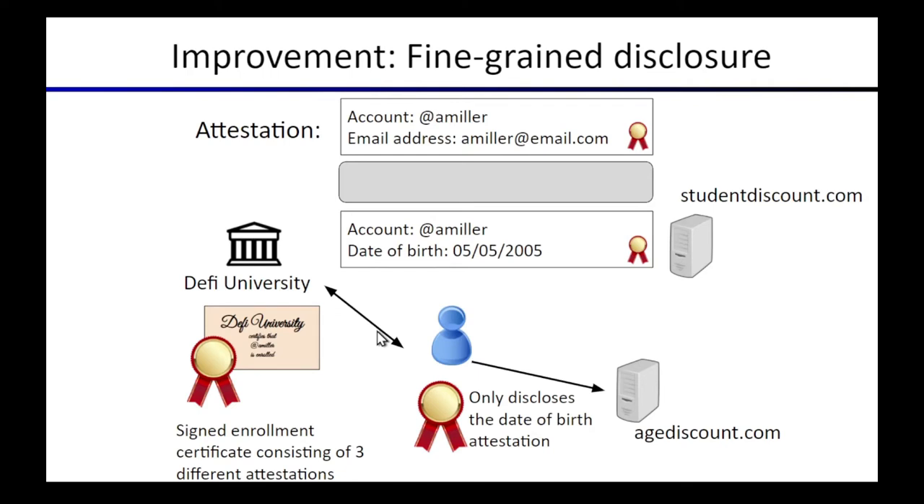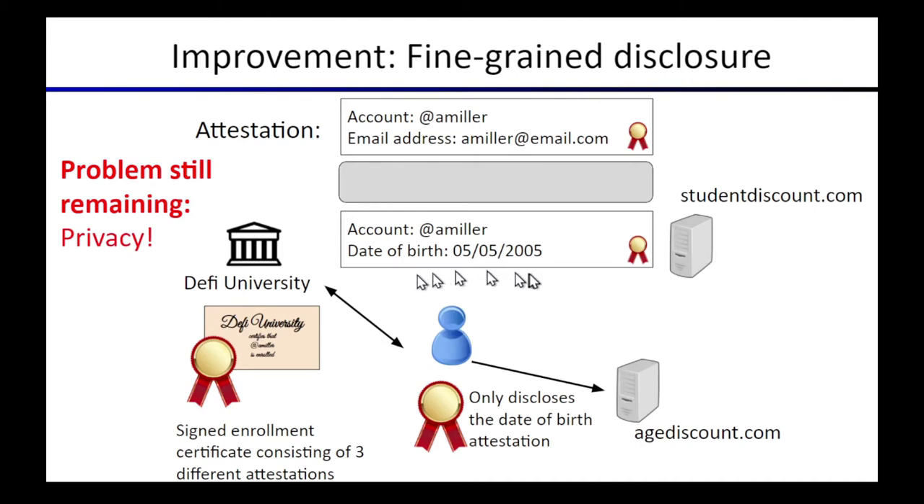So this is an improvement, but there's still two remaining privacy problems. The first one is that if I disclose my age in this case to qualify for an age-based discount, I'm revealing my entire birth date by doing so. And really all I needed to do for this purpose is to show that my age is in a certain range. I don't need to reveal my exact birth date.